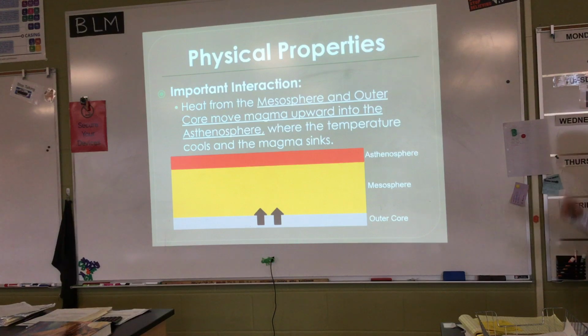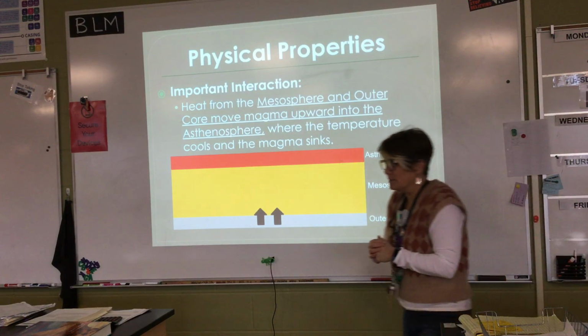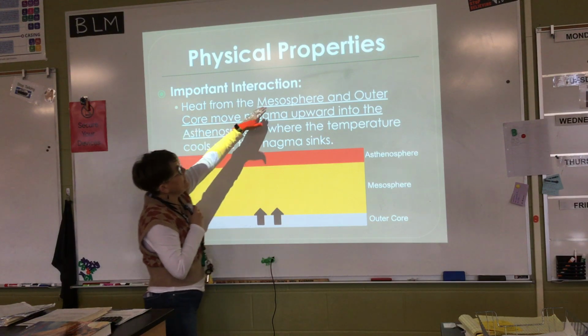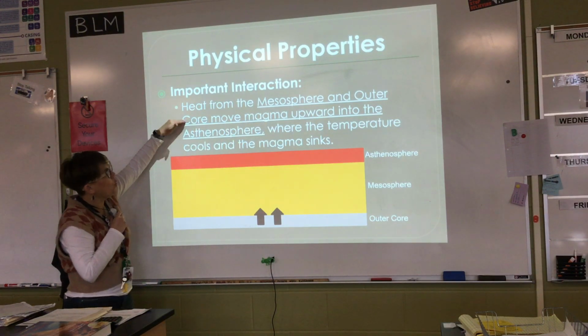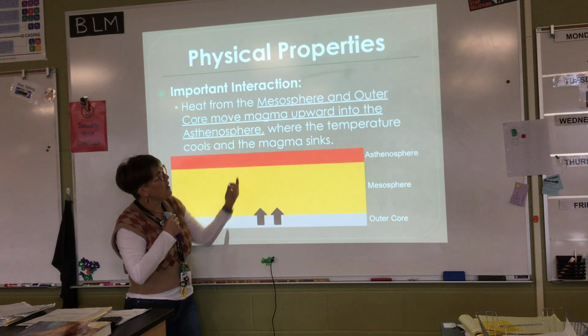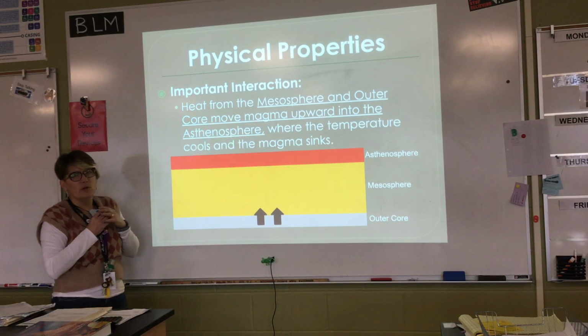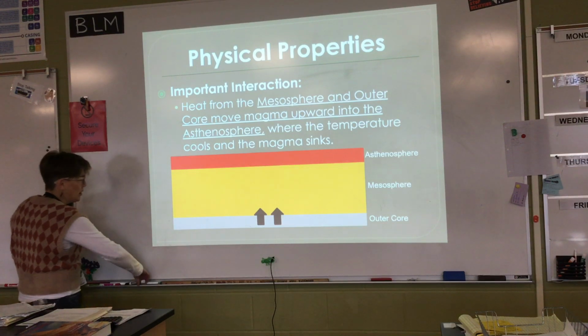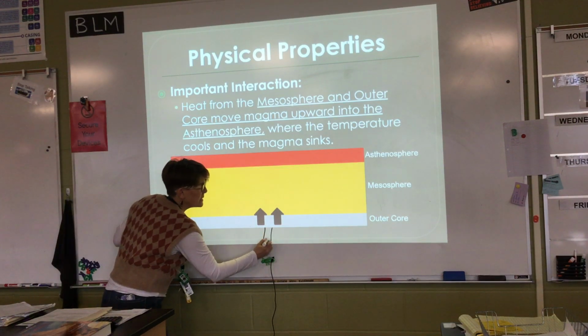All right, let's look at important interaction. Could you please write down where it says important interaction? Heat from the mesosphere and outer core move the magma upward into the asthenosphere. So there's an incredible amount of heat, y'all, in the core. So this is hot!